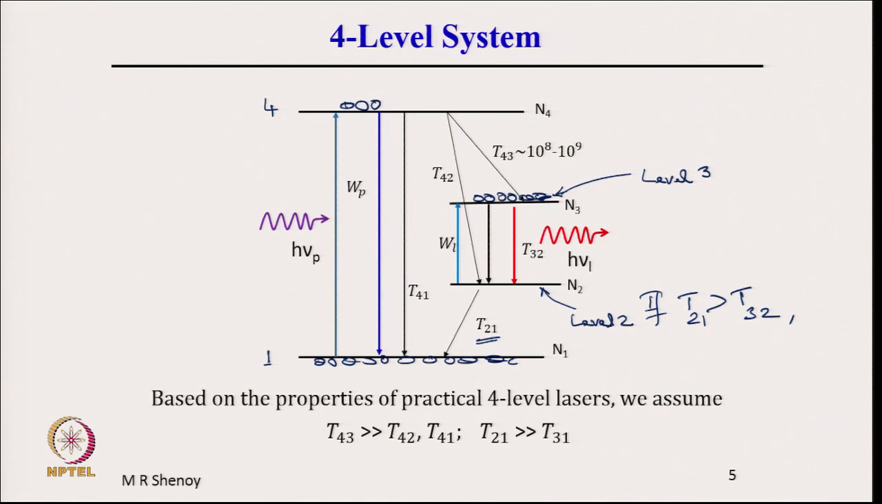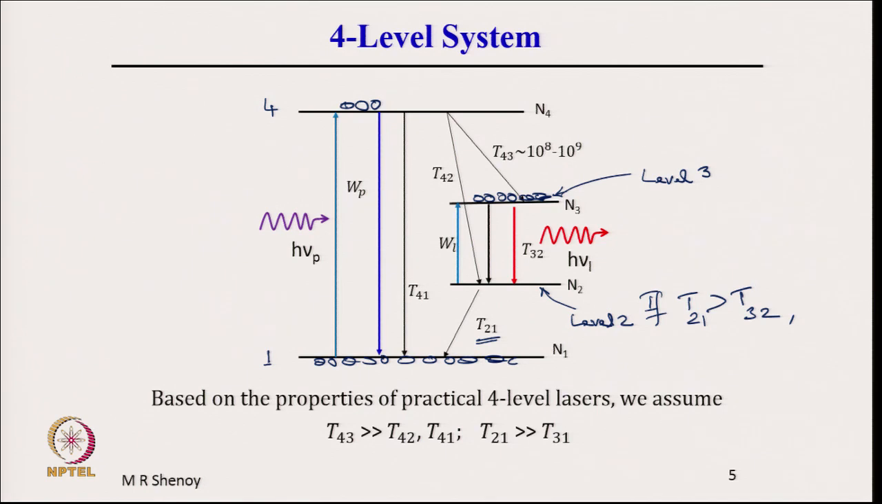Although there are transitions T41, T42 and T43, there are 3 types of spontaneous transitions that can take place from level 4. But in practice, in most practical lasers, T43 is much larger, the rate is much larger compared to T42 and T41. T42 and T41 are of the order of 10 power 4, 10 power 5, 10 power 6, but T43 is much larger, of the order of 10 power 8 or 9.